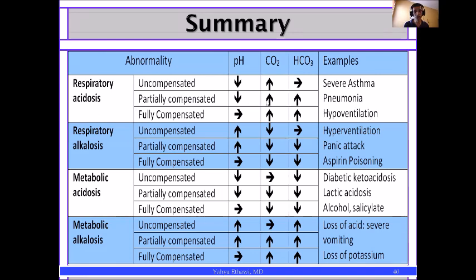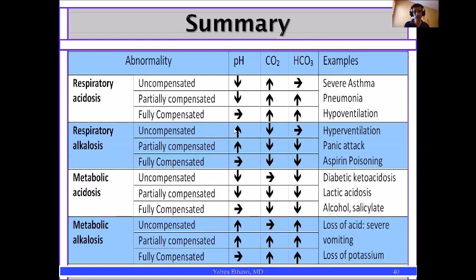Then you start to compensate, your bicarb will go up. But still, your pH is abnormal. It's partially compensated. When you're fully compensated, still your CO2 is high, but bicarb is now moving in the same direction, and pH is normal. This can happen in severe asthma, pneumonia, and hypoventilation. These will tell you it's a respiratory problem. In respiratory alkalosis, you have high pH, and it happens when you have hyperventilation, whether by ventilator or by panic attack, or you are taking a drug that makes you breathe fast, like aspirin, or fever, all cause hyperventilation.